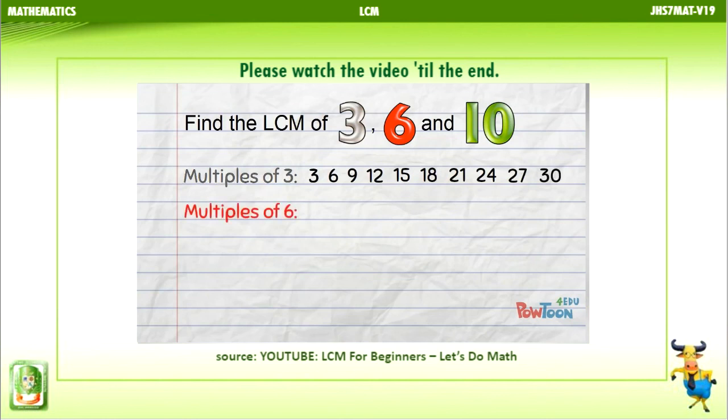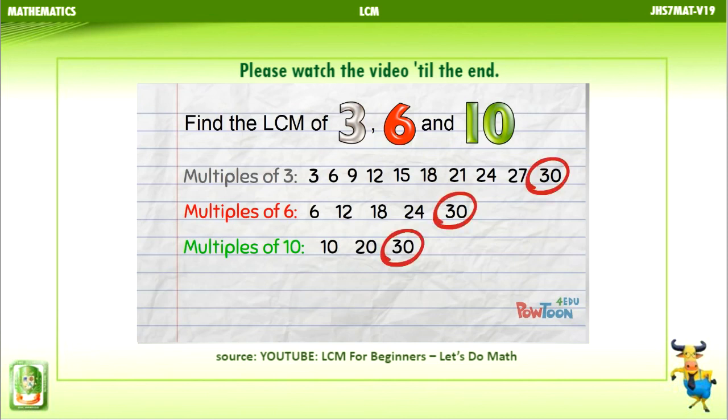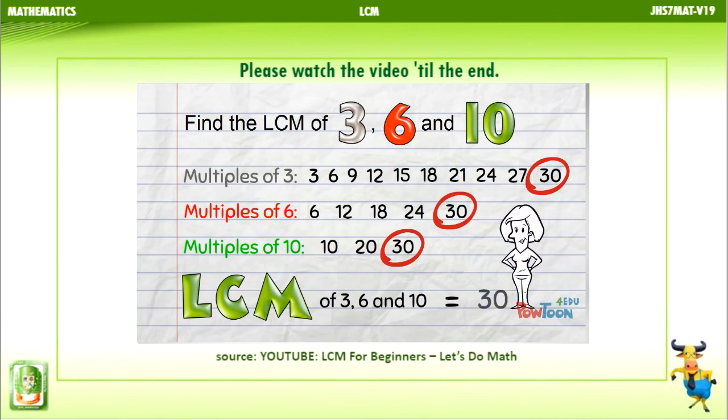And now I'll list multiples of 6. 6, 12, 18, 24, 30. Notice that every multiple of 6 is also in the list of multiples of 3. But we can't pick an LCM yet because we still haven't shown the multiples of 10. So let's do that now. 10, 20, 30. I can stop listing now because 30 is in all three sets of multiples. So it's the lowest multiple which is common to all. The LCM is 30.